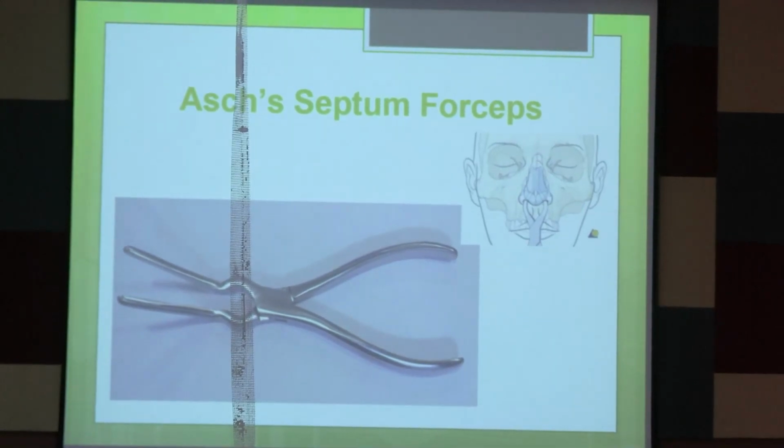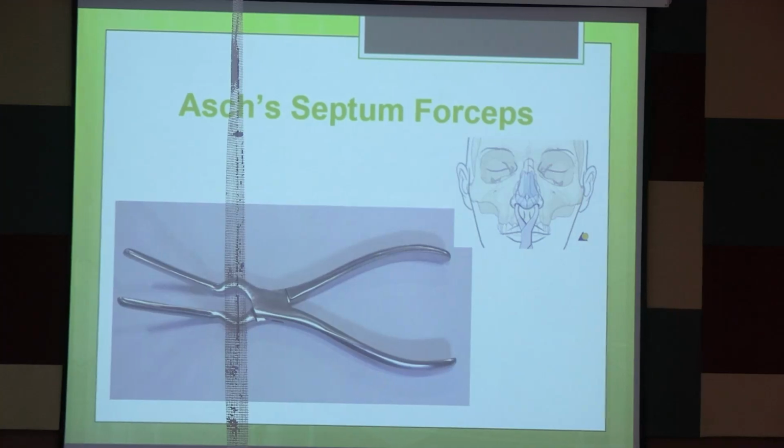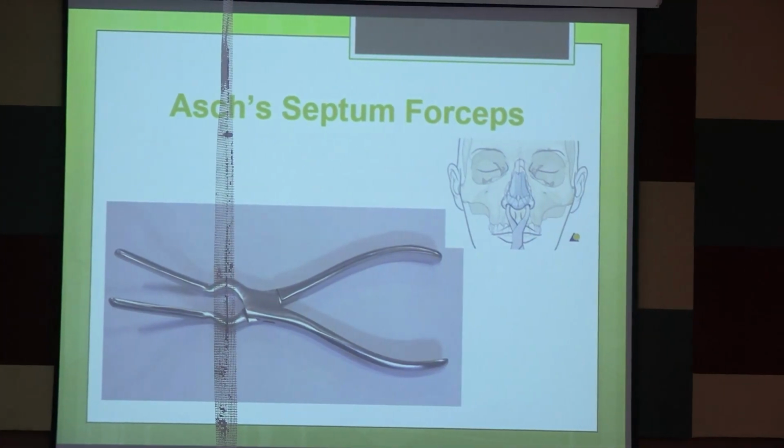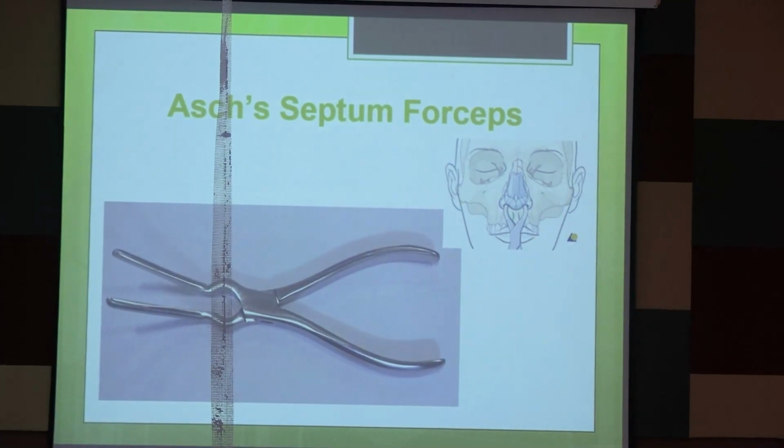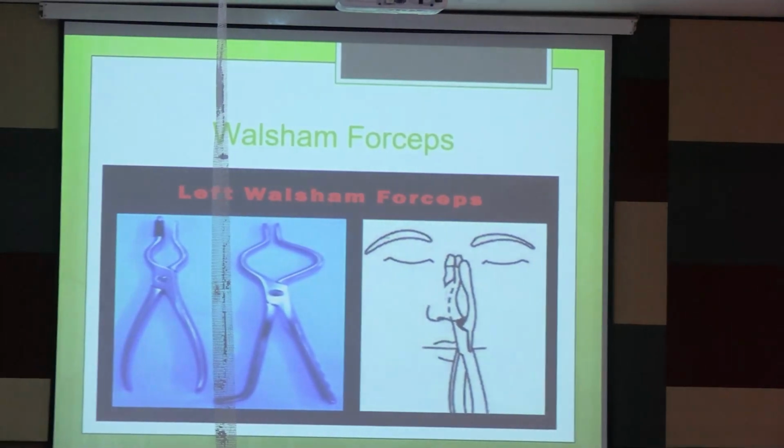Now coming into septoplasty. This is Asch's septum forceps for septal fracture or septal dislocation in trauma. Are you following me? Suppose you are having a nasal septal dislocation or nasal septal trauma or fracture. Then to straighten it up, to reduce it, we use this forceps. It is Asch's septum forceps. Another one is Walsham. This is to correct the nasal bone.